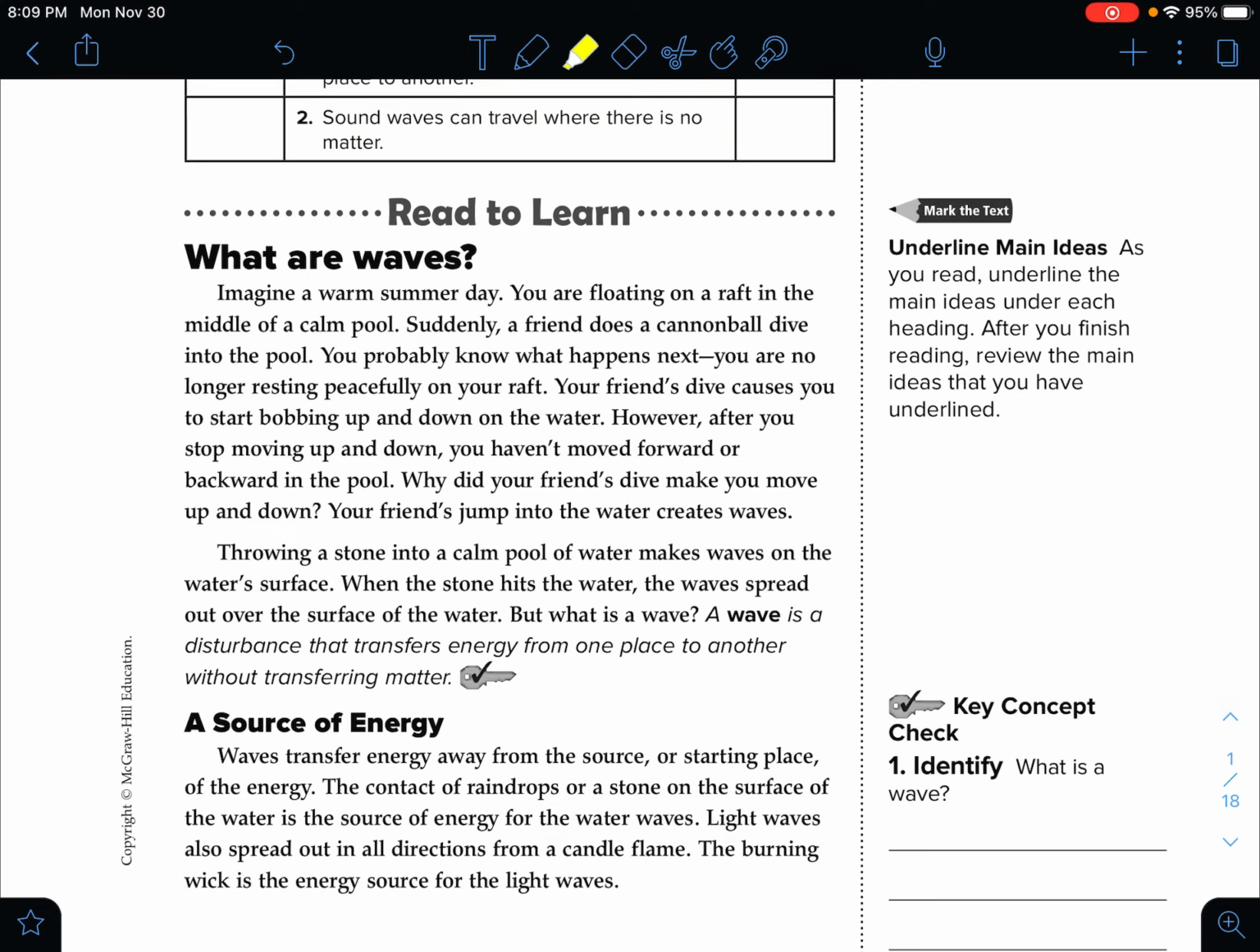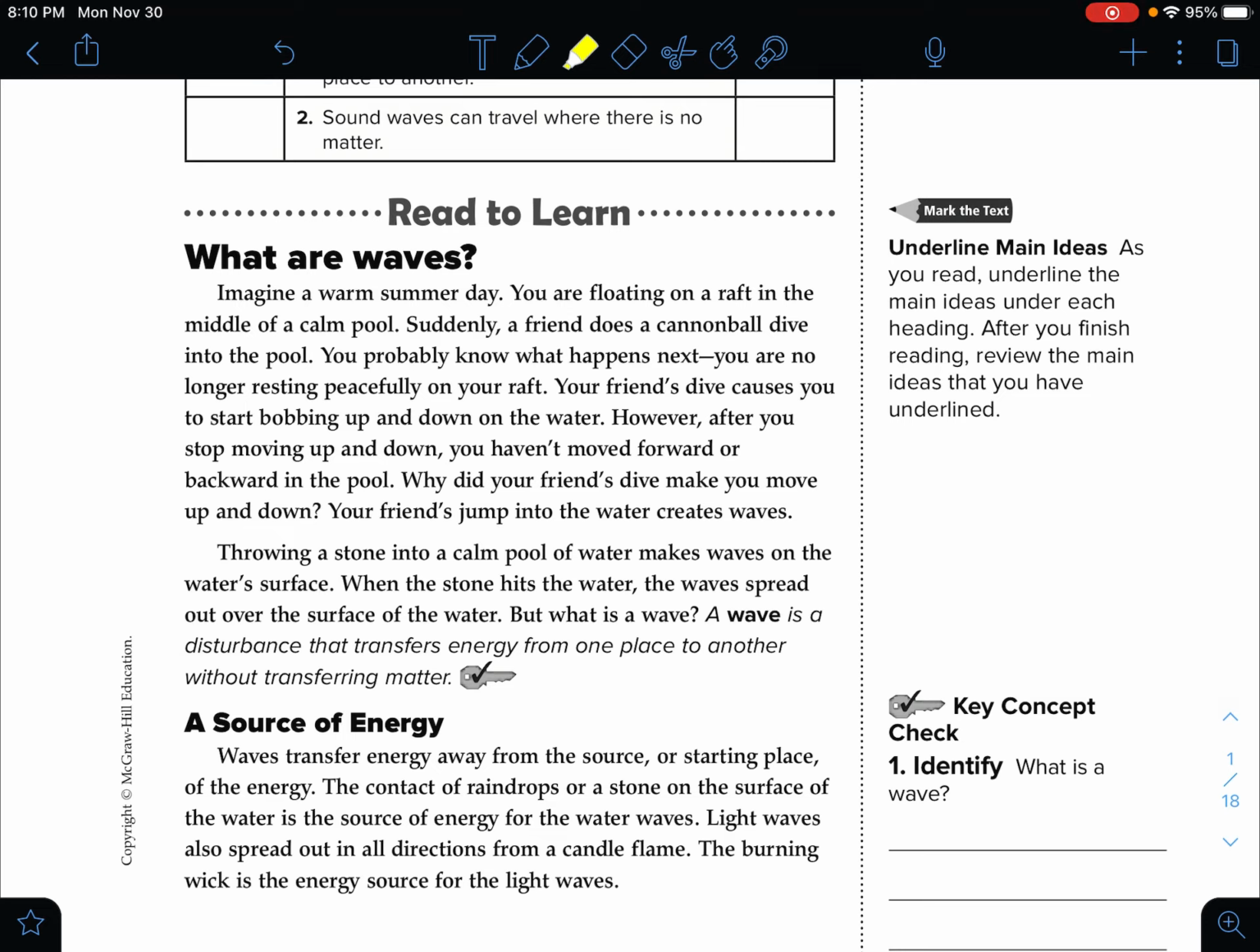Why did your friend's dive make you move up and down? Your friend's jump into the water creates waves. Throwing a stone into a calm pool of water creates waves on the water surface. When the stone hits the water, the waves spread out over the surface of the water. But what is a wave?